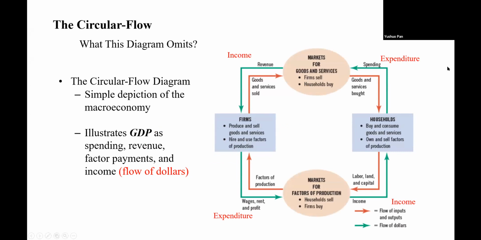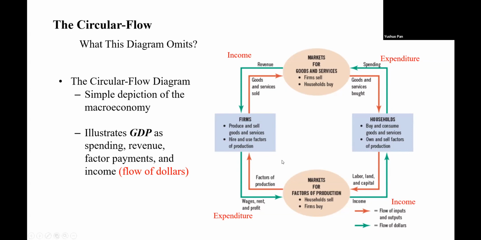This is the picture we have learned. It's the circular flow. First of all, we have the assumption, right? There are only two players in this model. There are firms and households. The circular flow diagram is simply a depiction of the macroeconomy and illustrates GDP as spending, revenue, factor payment, and income. As for GDP, usually we use money to measure GDP, which means either income or expenditures. Income also equals expenditures.